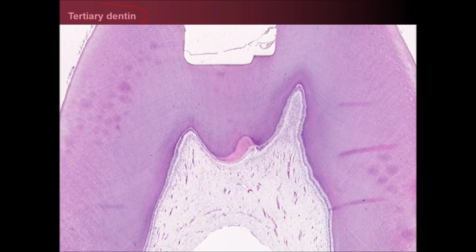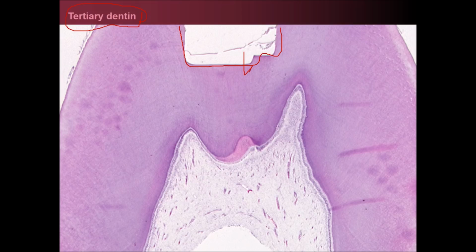Tertiary dentin also is not physiological. Tertiary dentin is produced in response to a stimulus. In this image, the stimulus was drilling. This is a drilling for preparation of a cavity in this tooth to remove the pit or the caries.